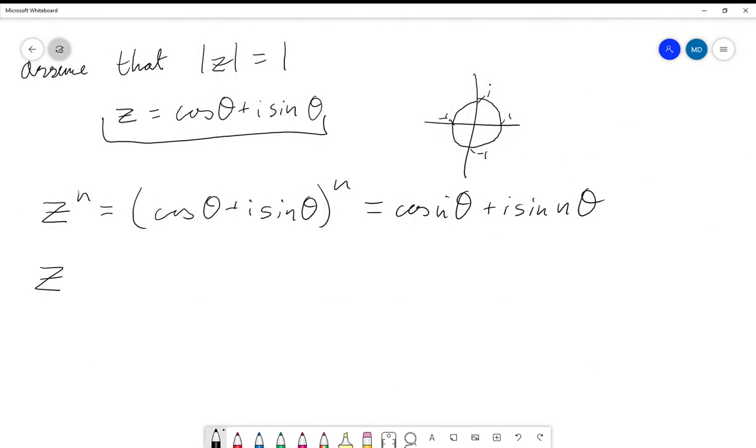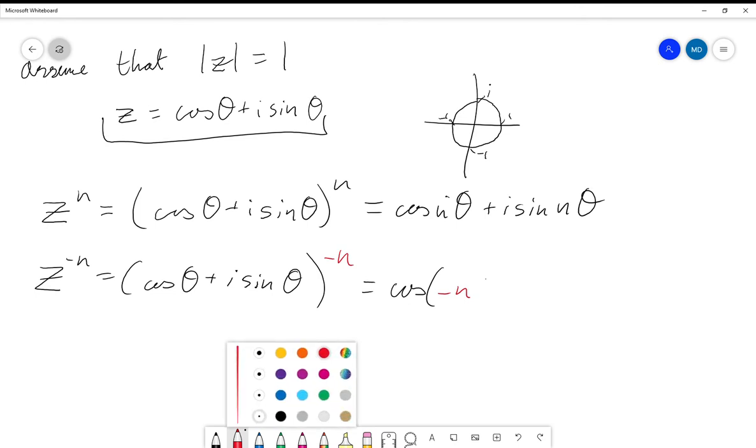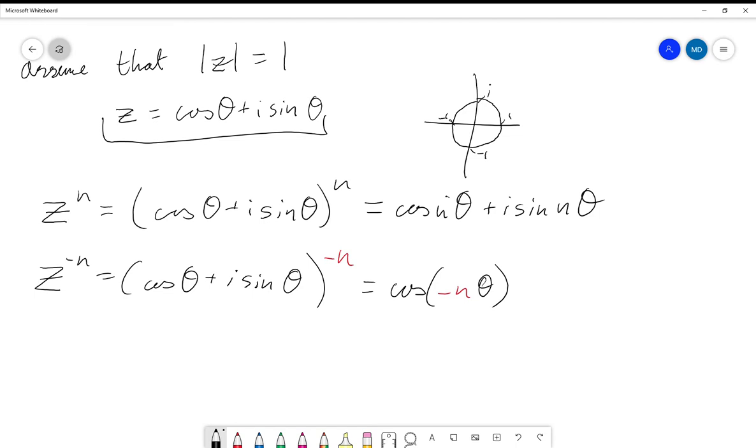What if I put z to the power of negative n? Well, we're going to get cosine theta plus i sine theta to the power of negative n. And that's going to be equal to cosine of negative n theta plus i sine multiplied by negative n theta, again by de Moivre's theorem.